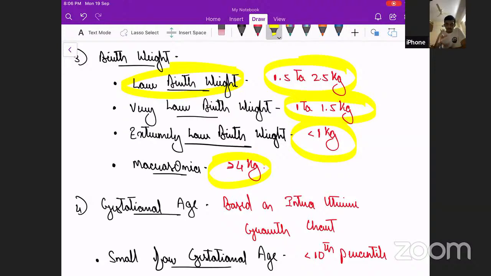Low birth weight is less than 2.5 kg. Among that, low birth weight is between 1.5 to 2.5, very low birth weight is between 1 to 1.5, extreme low birth weight is less than 1 kg, and macrosomia is more than 4 kg.